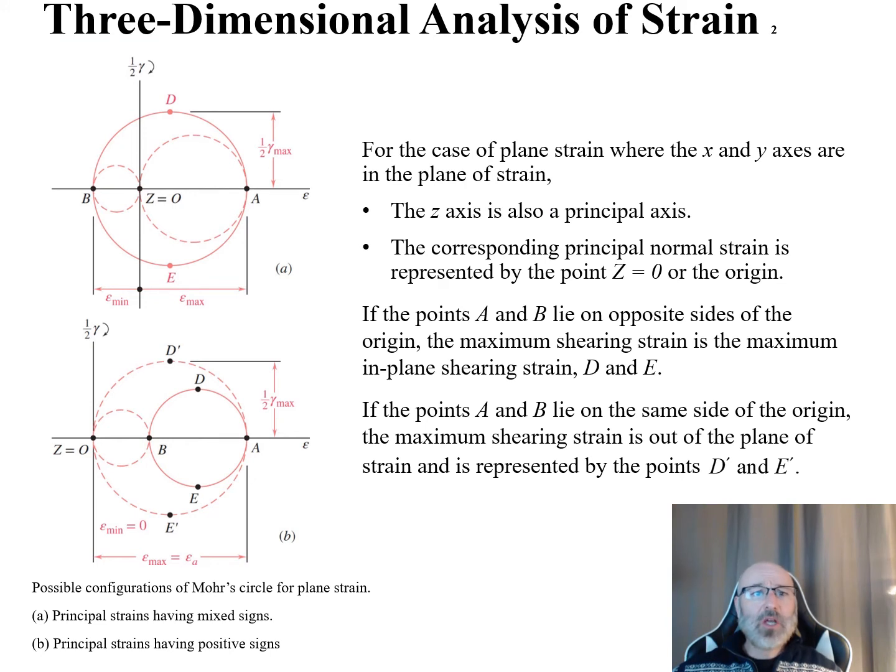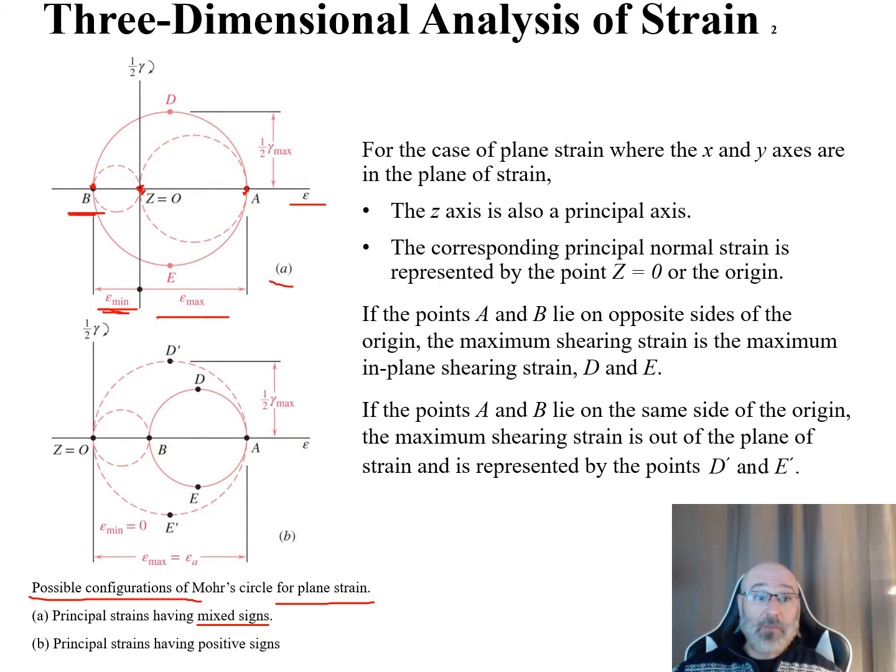So now let's take a look at our diagrams on the left for our possible configurations for Mohr's circle for plane strain. We can look at the configuration on the top left in part A, and this is the principal strains having mixed signs. Now how are these mixed signs? When we take a look at our origin point, Z is equal to 0, we can see this point B lies on the left-hand side. So this is going to have a negative value associated with it, and from this point to this point is our minimum strain, our epsilon sub min. Now we can see our point A is lying on the positive side of our origin on our epsilon axis. So this is our epsilon max, and this is going to be from our 0 origin out to our point A.